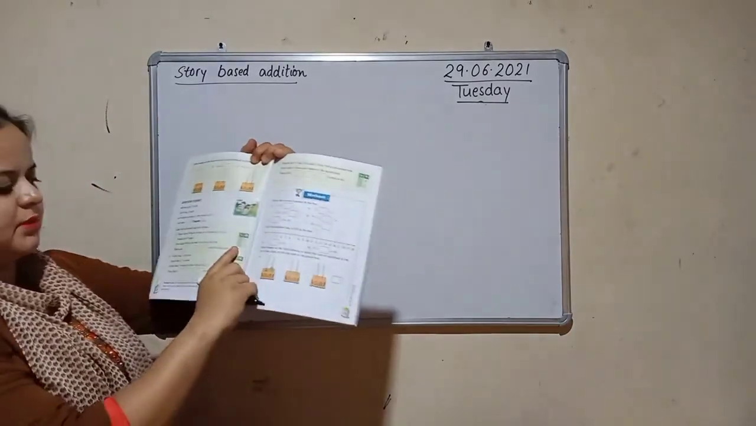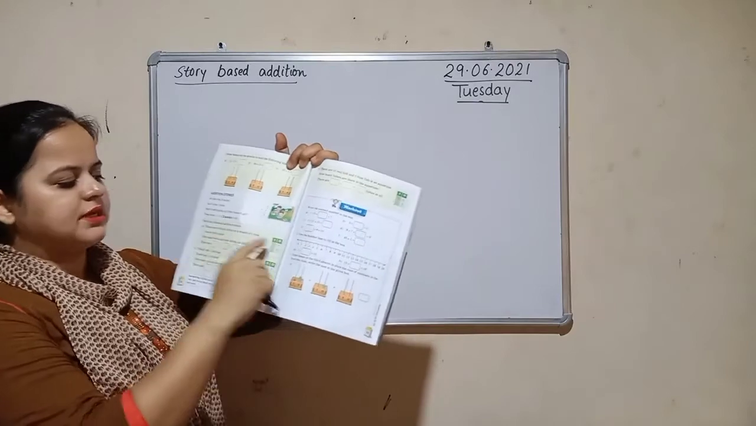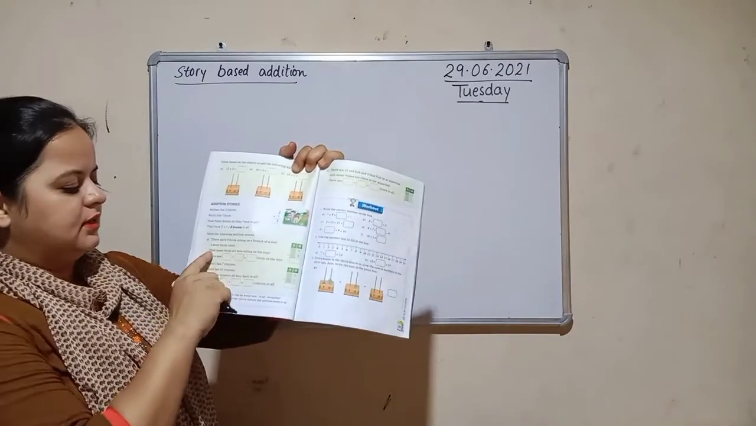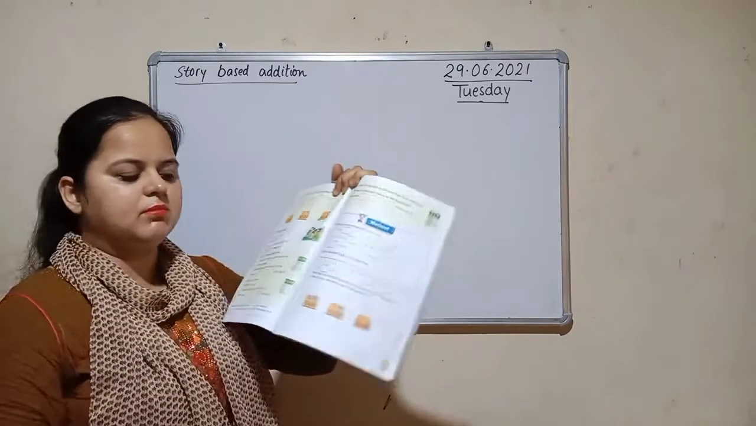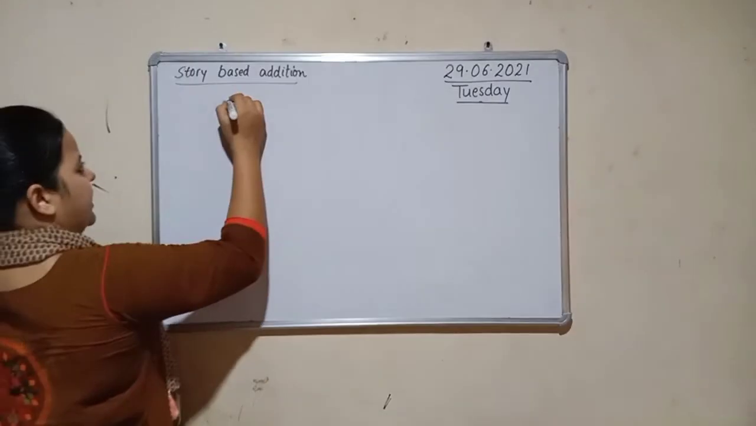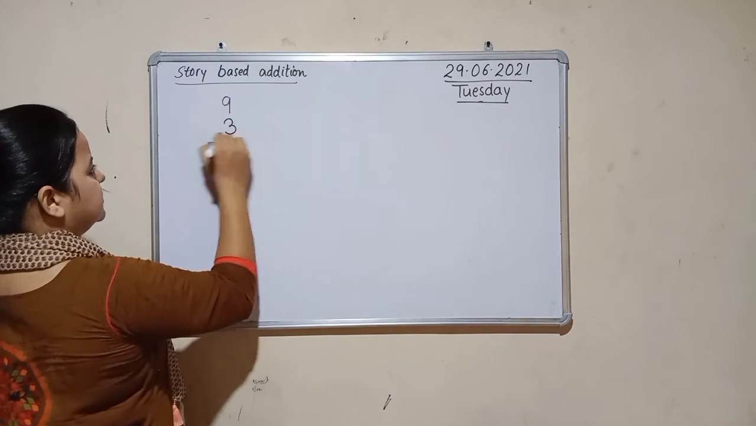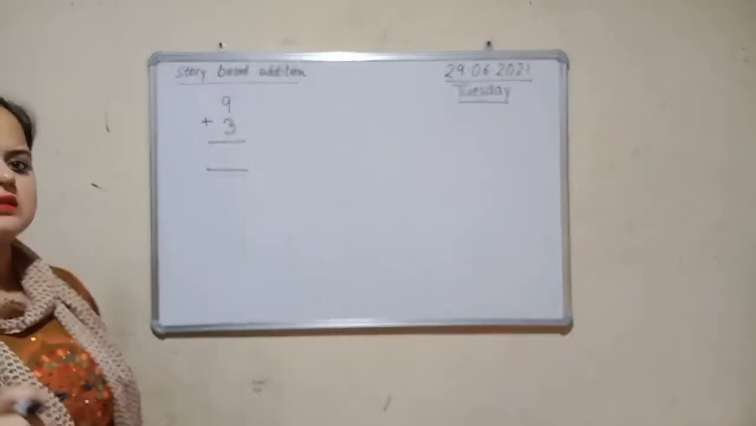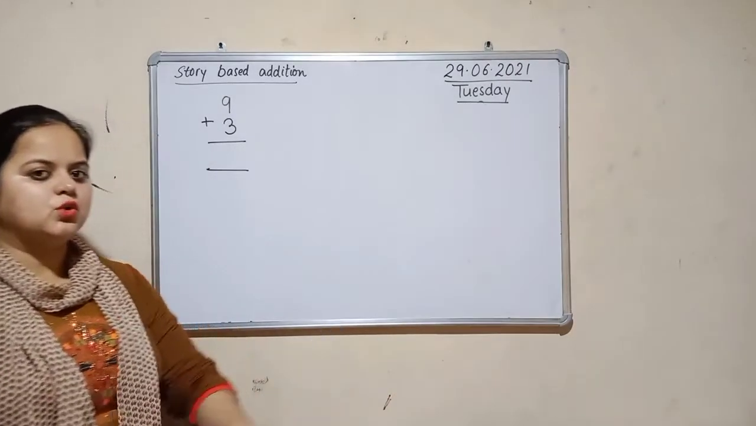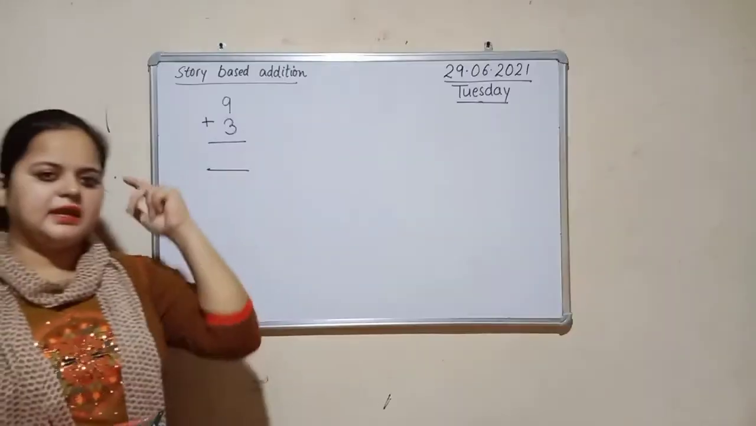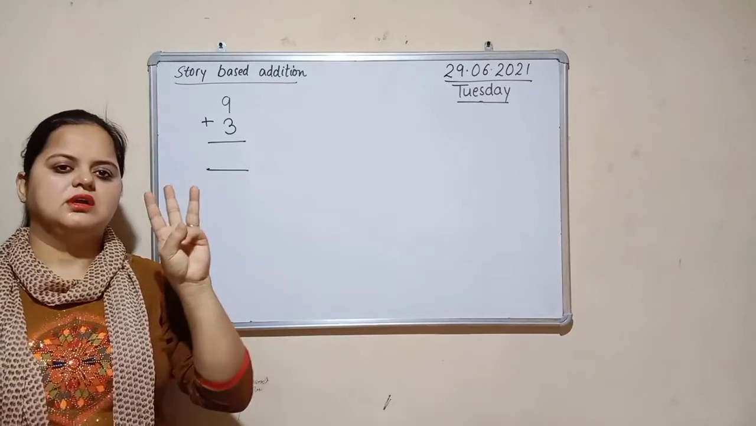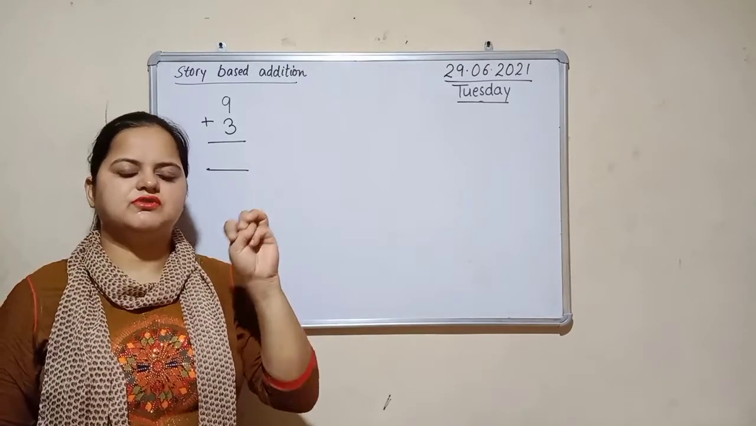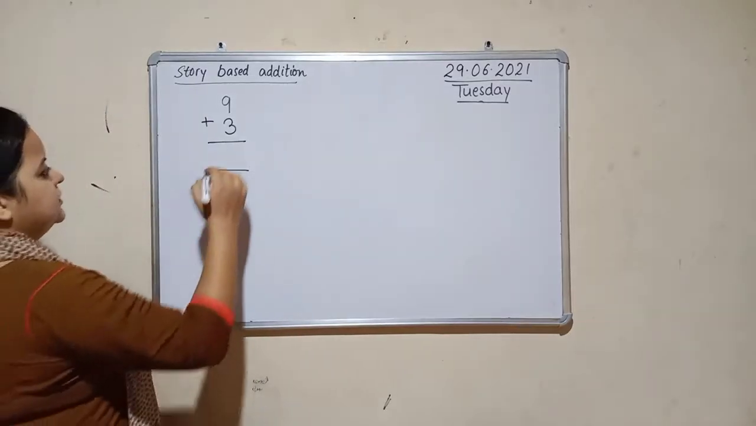Here both numbers are written in the box. 9 birds. So here 9 is written. And then 3 more birds came. So 9 plus 3. How will we do it? We will keep 9 in mind and 3 on fingers. 9, 10, 11, 12. 9 and 3, 12.